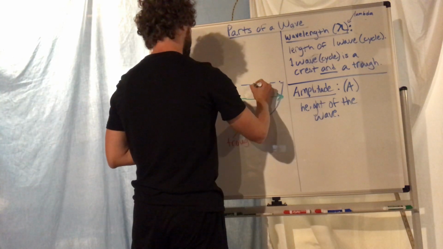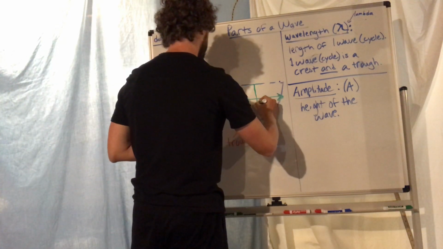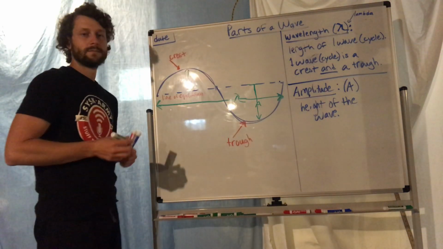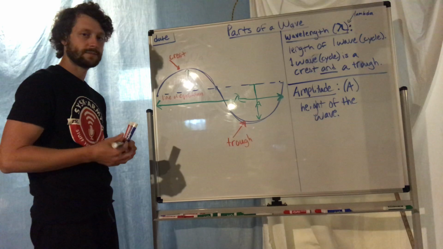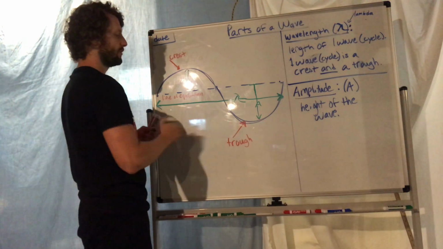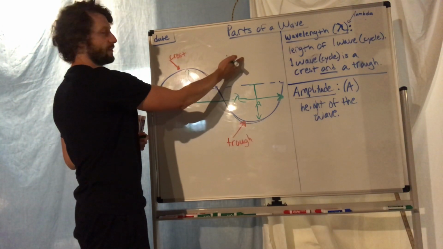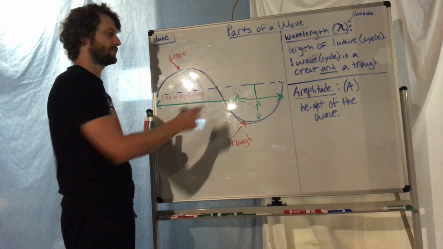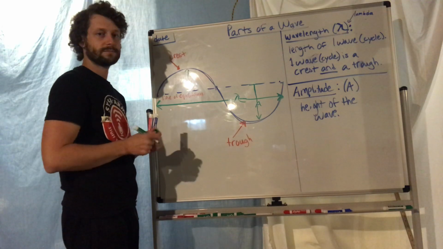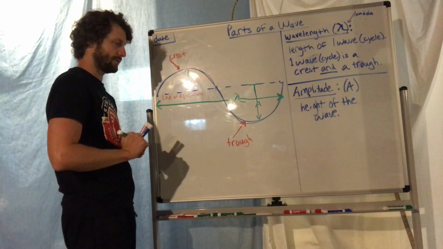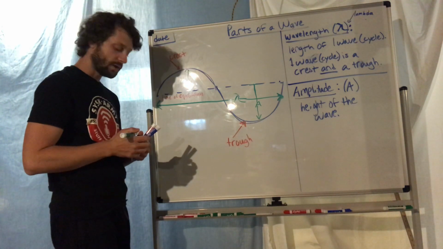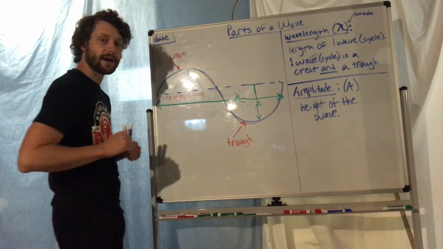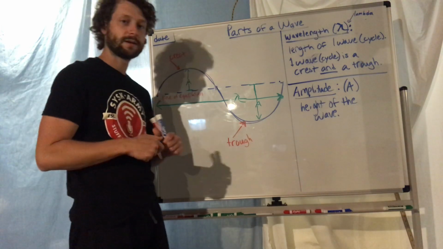Another way to measure amplitude is from the line of equilibrium, and it should be the same distance down to the bottom of the trough. So if you go from the bottom of the trough to the top of the crest, that's actually not the amplitude. It's just from the middle down or middle up. Okay? That's the amplitude.